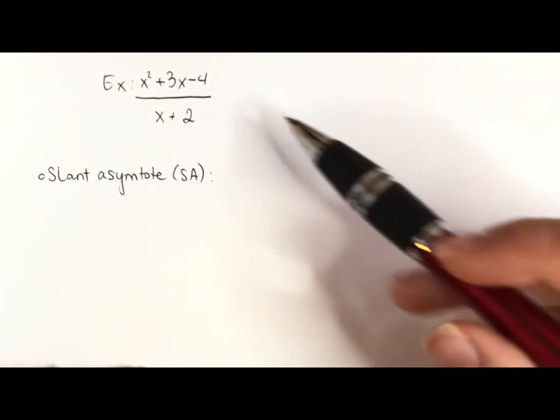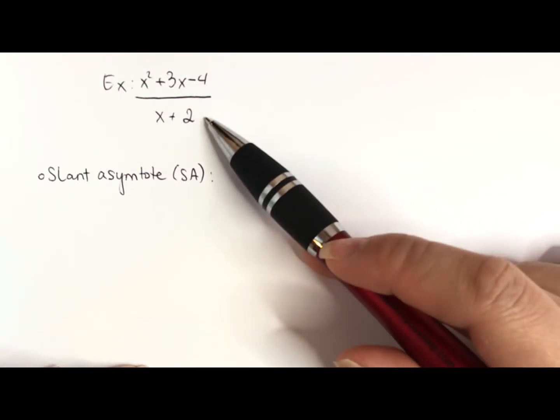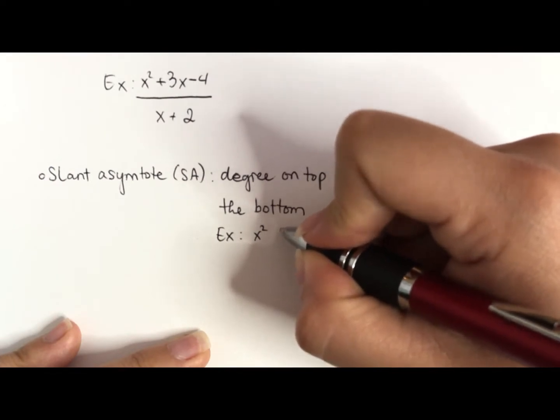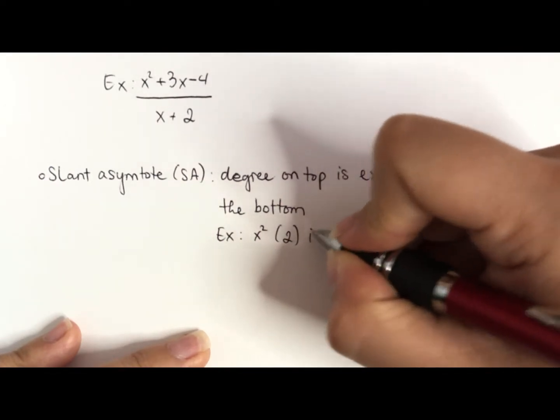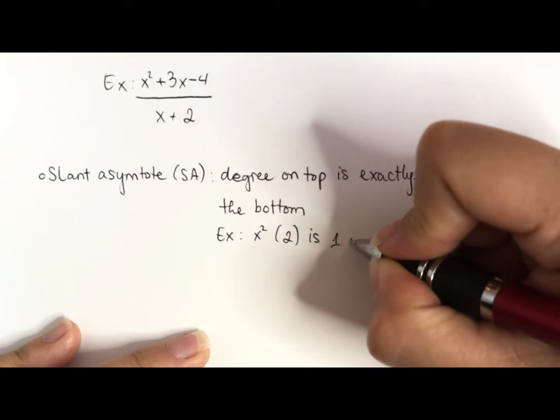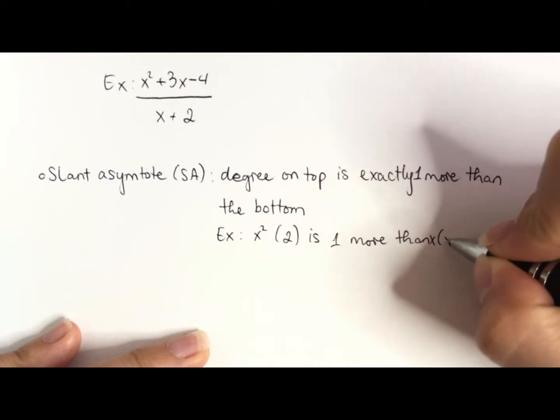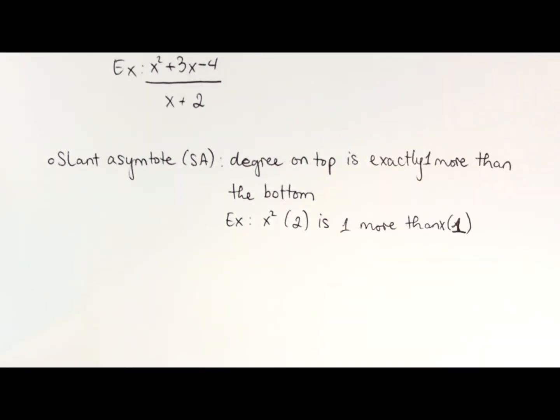The last thing that I'm going to show you today would be the slant asymptote. And we're still using the example that we used earlier. A slant asymptote only happens when the degree on top is exactly 1 more than the bottom. For example, x squared, degree 2, is 1 more than x with a degree of 1. So to find the slant asymptote, you would need to do long division.